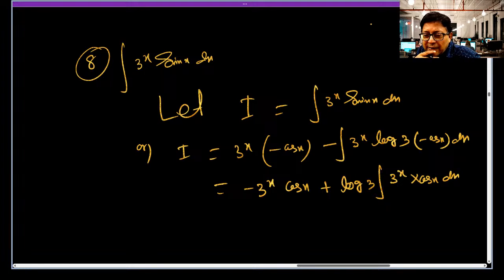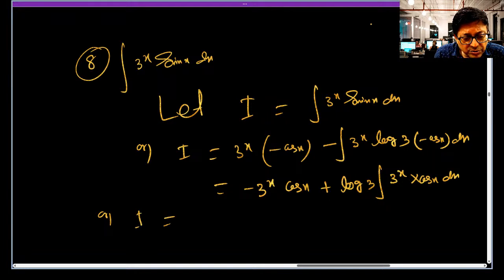Check, check. It's correct. I have taken this and then integrated by parts. The derivative of 3 to the power x is 3 to the power x log 3. The integration of sin x is minus cos x. It has become plus. So I equals plus.